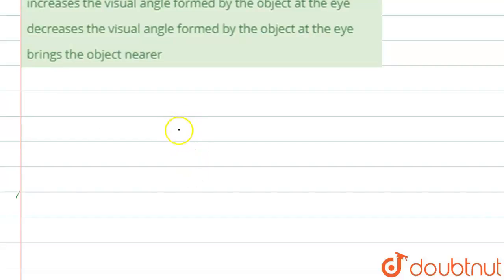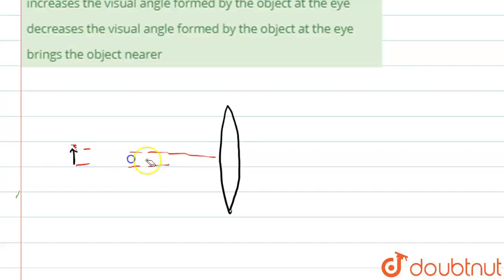Okay, what has happened over here? Let's suppose this is the object. So what happens is that, let's suppose this is the eyepiece lens, and this is the object. This is the eyepiece lens, not the objective lens. So what will happen over here, since this object subtends an angle of theta? Let's suppose it subtends an angle of theta.